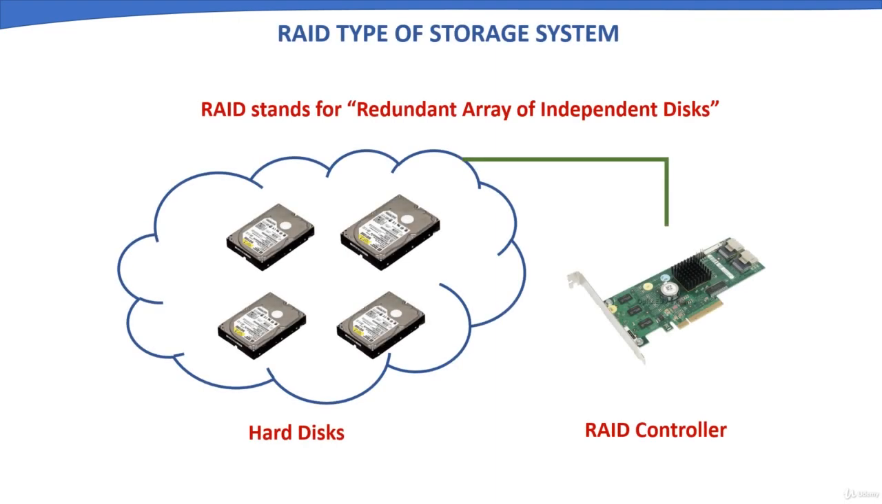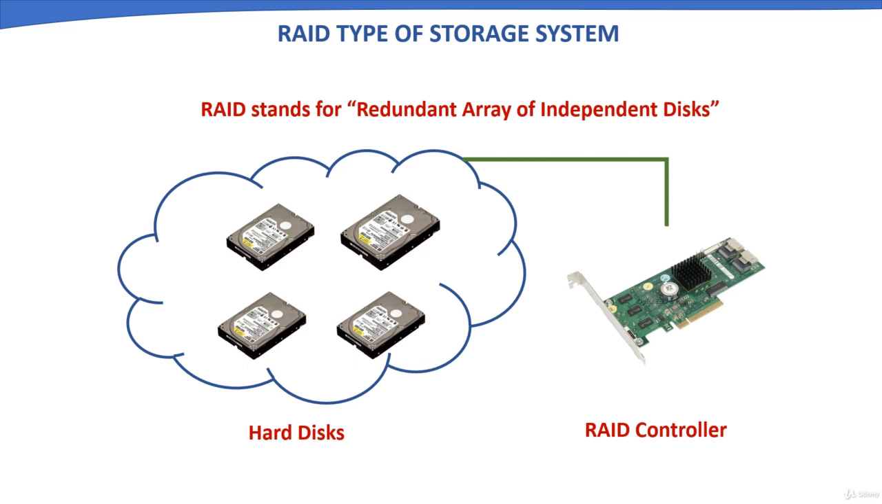RAID type of storage systems. RAID stands for Redundant Array of Independent Disks. It is a way of storing the same data in different places on multiple hard disks or solid-state drives to protect data in case of a drive failure. These all are managed by a device called a RAID controller. A RAID controller may be hardware or software based.